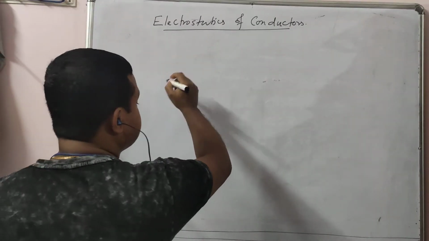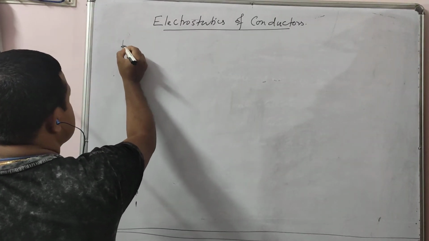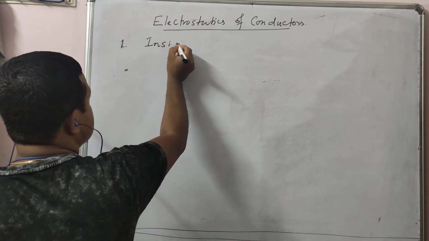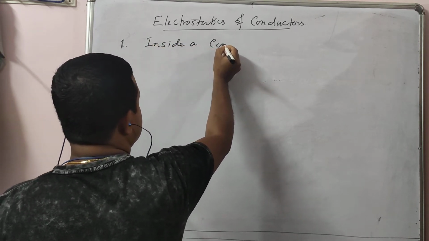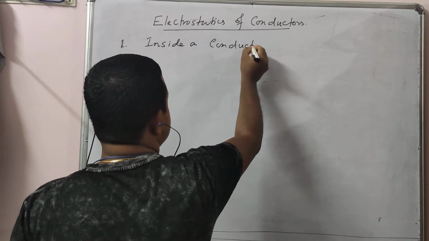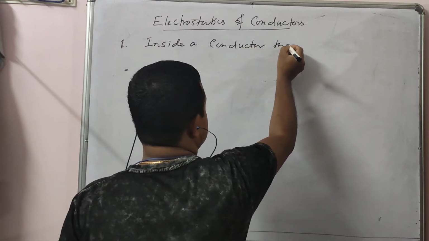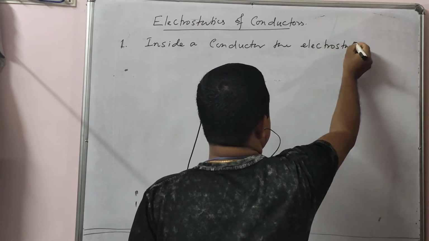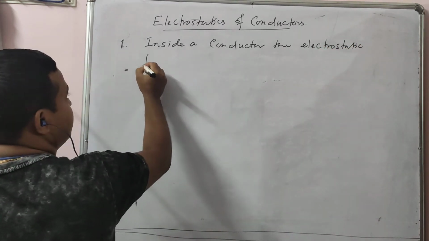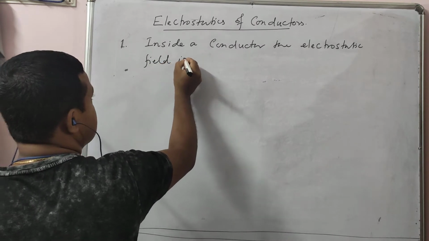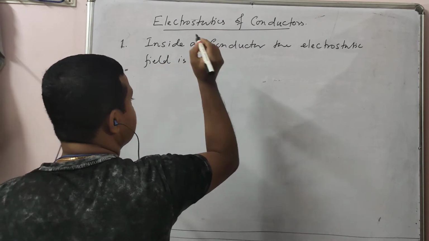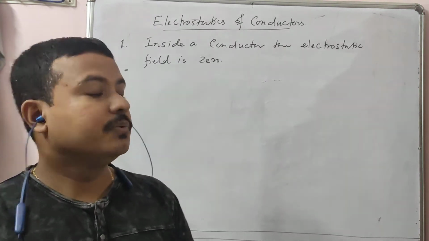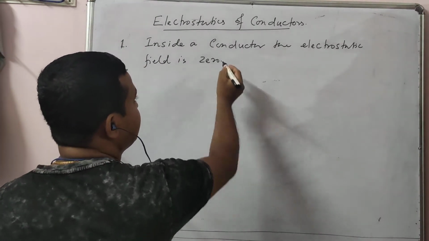So the first property is, inside a conductor the electrostatic field is zero. Inside a conductor the electrostatic field is zero. Now let me explain why.